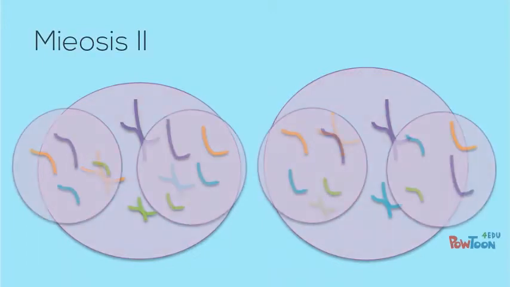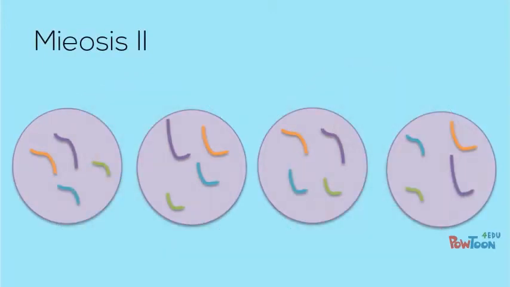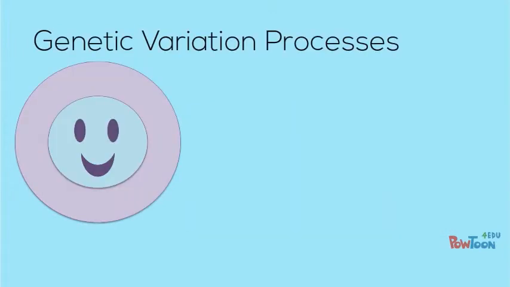Then, during meiosis 2, each chromatid chromosome splits. Each of the 2 cells created during meiosis 1 split again, so there are now a total of 4 cells with half the original amount of the genetic information. So now that you've learned a little bit about meiosis, let's learn exactly how it creates genetic diversity.